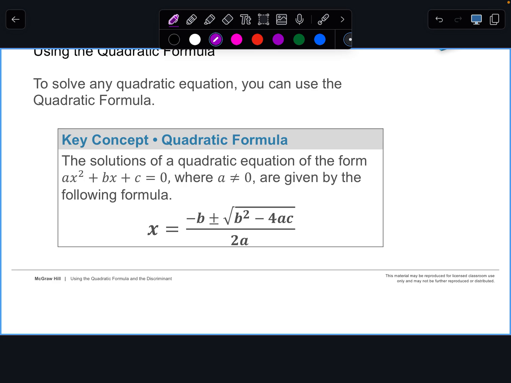The quadratic formula will always work to find the roots. It doesn't matter if your roots are imaginary, complex, rational numbers or irrational numbers, the quadratic formula will work. So now we need to learn what the quadratic formula is. The quadratic formula is x is equal to opposite b plus or minus the square root of b squared minus 4ac all over 2a.